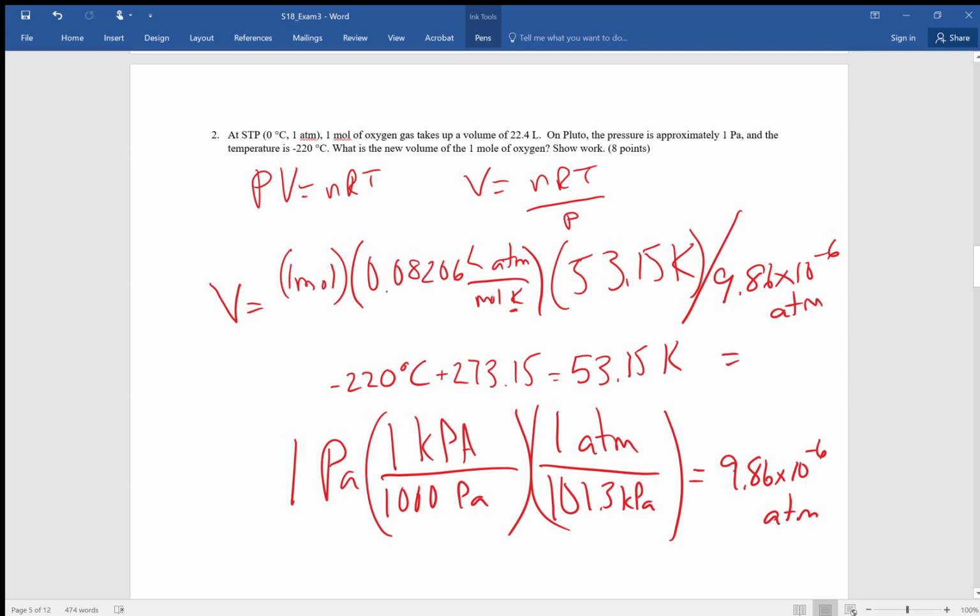When we calculate this out, we're going to calculate this given the measurement of 1 mole up here was one significant figure. That's what we need to keep here. And so by taking that 1 mole of oxygen, which took up 22.4 liters, and taking it to Pluto, it now occupies a volume of 400,000 liters.